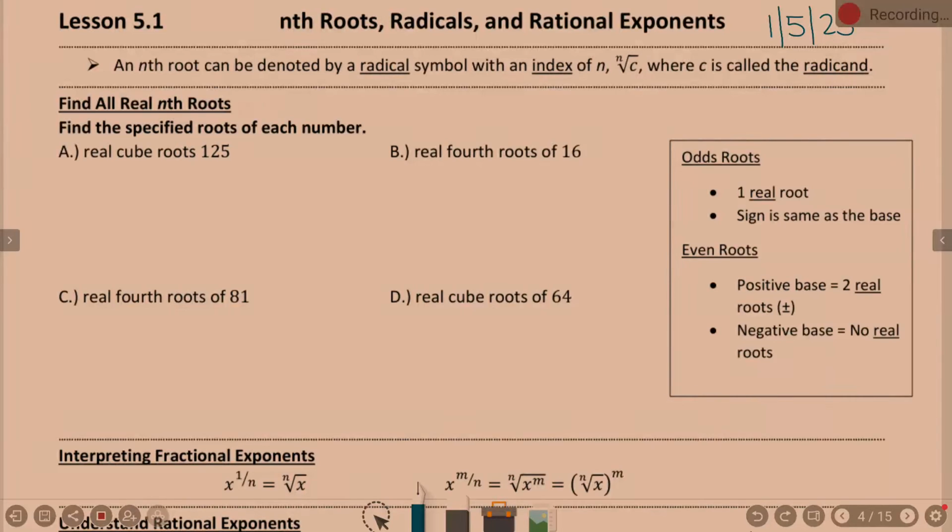into topic 5. And topic 5 takes us into dealing with radicals. Okay. Today we're looking at radicals and specifically how radicals relate to rational exponents.